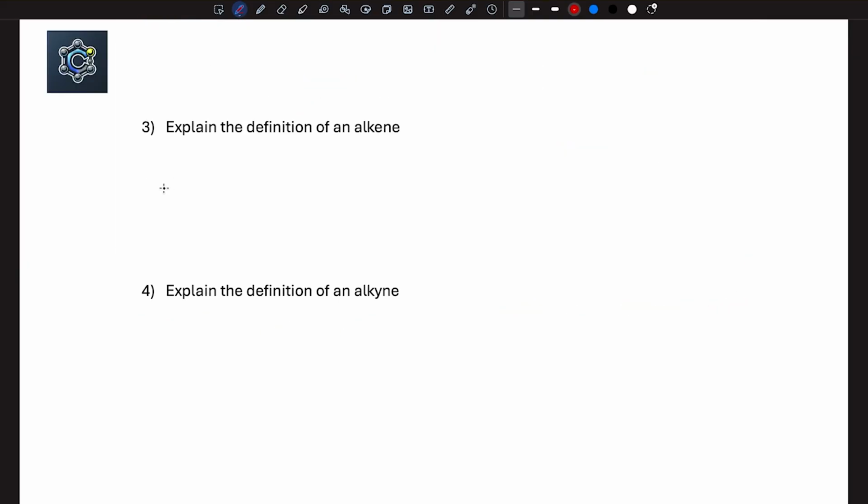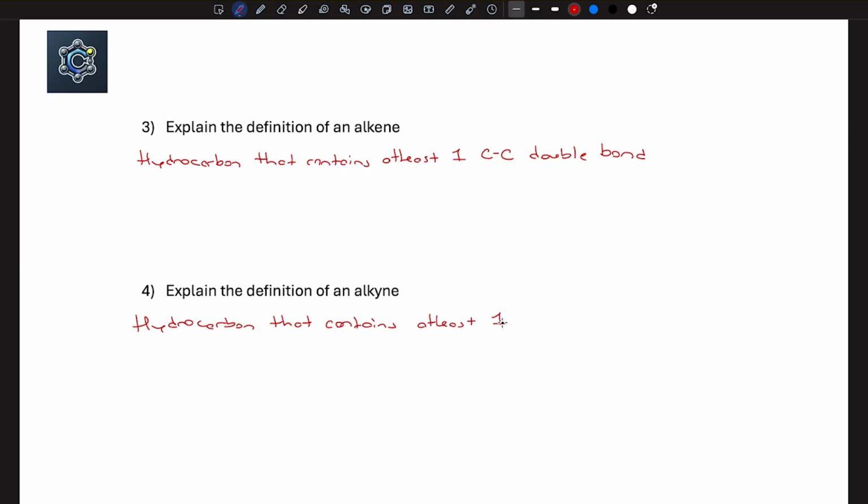The next one is asking us to explain the definition of an alkene. And so an alkene is a hydrocarbon that contains at least 1 carbon-carbon double bond. And the final one is asking us to explain the definition of an alkyne. So an alkyne is a hydrocarbon that contains at least 1 carbon-carbon triple bond.